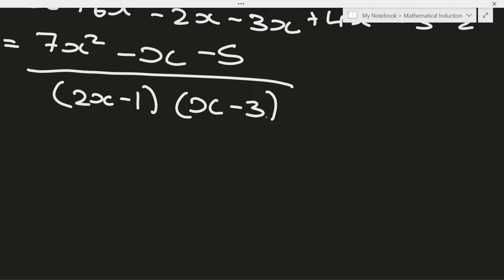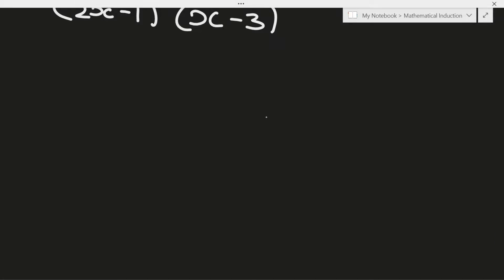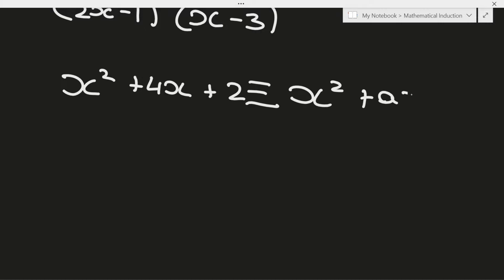Alright, I hope you're understanding so far. Next, we're going to be moving on to something slightly different. It's called comparing polynomials, or polynomial equivalence, whatever you'd like to call it. I'm not sure what they call it for everyone. But let's say we have x squared plus 4x plus 2 is equivalent to x squared plus ax plus 2. What would be the value of a?